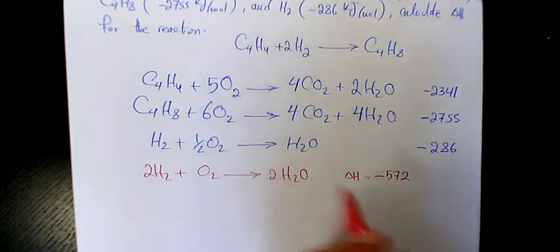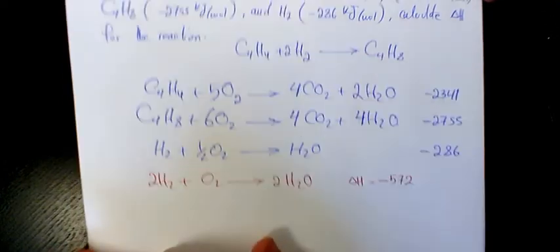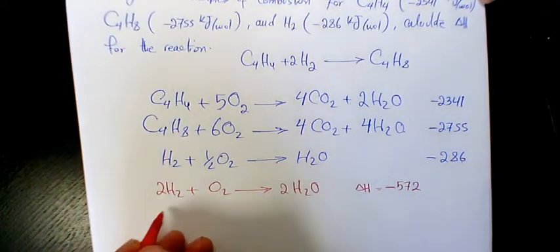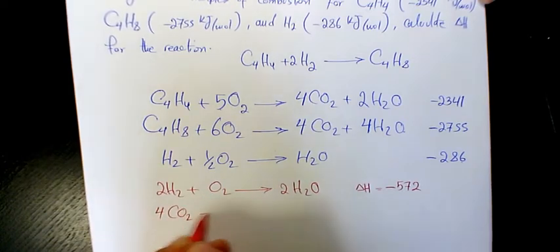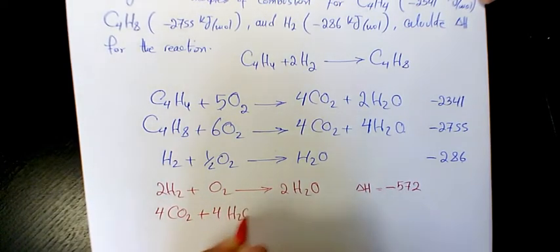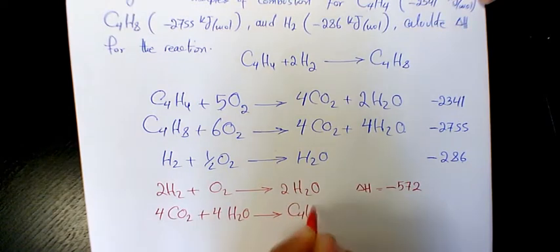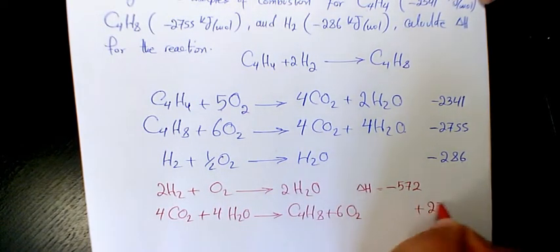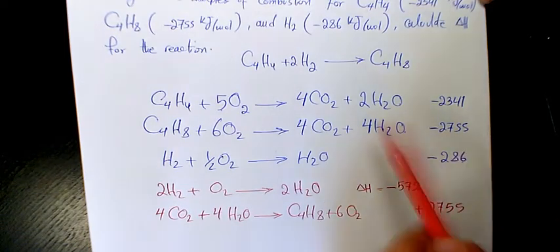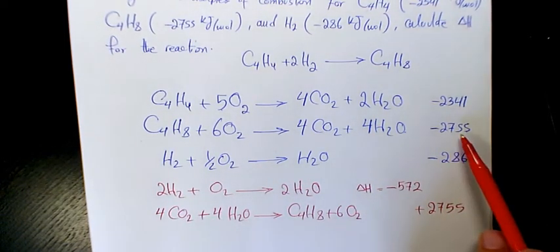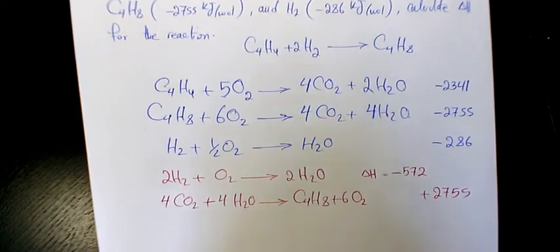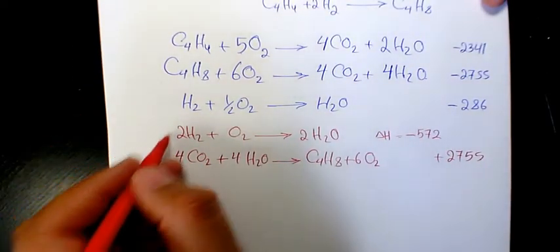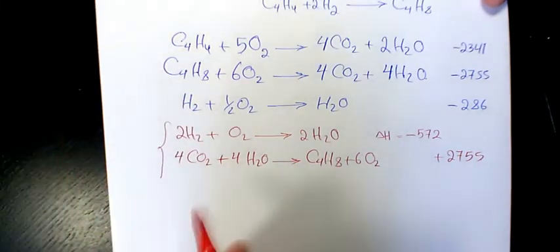Alright, now let's see if we can add them all. The only thing we need to reverse is the second reaction. It's going to be 4CO2 plus 4H2O gives us C4H8 plus 6O2. It's going to be positive 2755. Since we reversed the equation, the delta H is going to be reversed as well. The sign of it is going to be reversed. So now we have these two reactions and the first one.